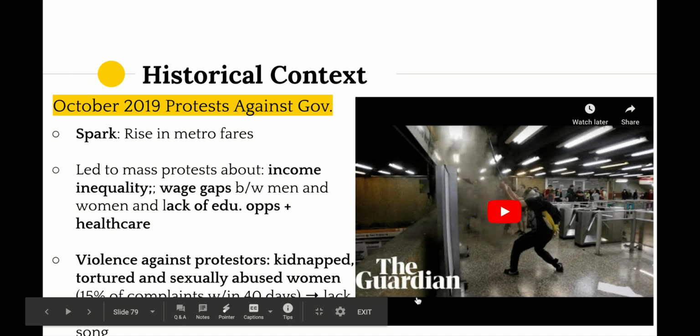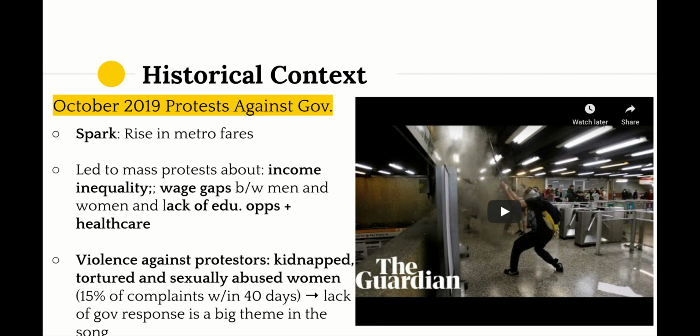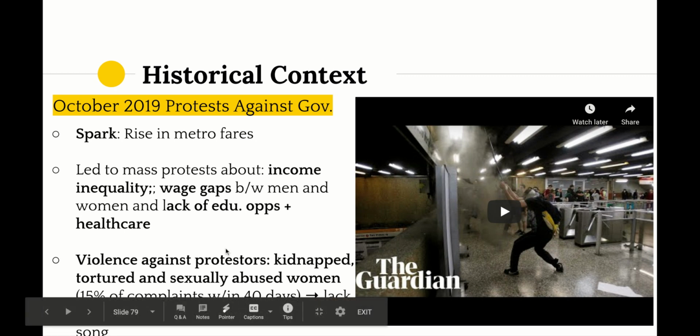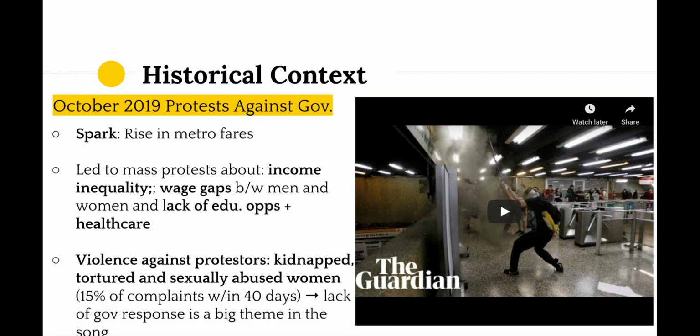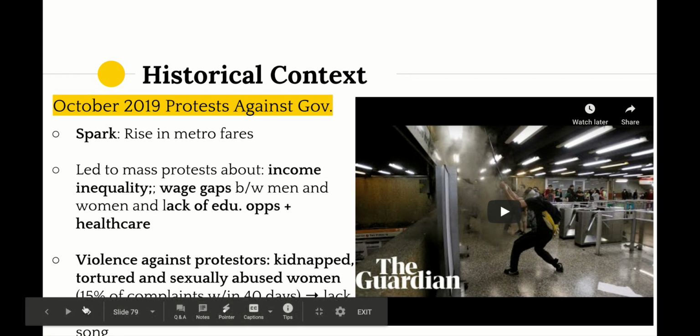So you can see this is complicated. They would prefer, obviously, that they raise salaries to decrease that income inequality, but instead they raise the metro fares. But also people that worked at the metro stop were not very happy that these students destroyed it. So let's keep going.